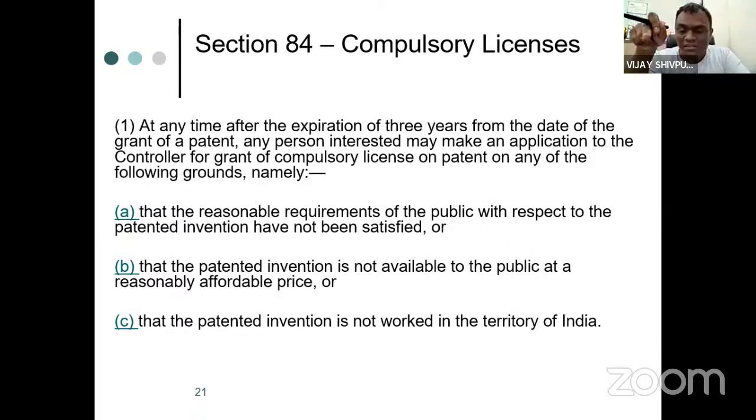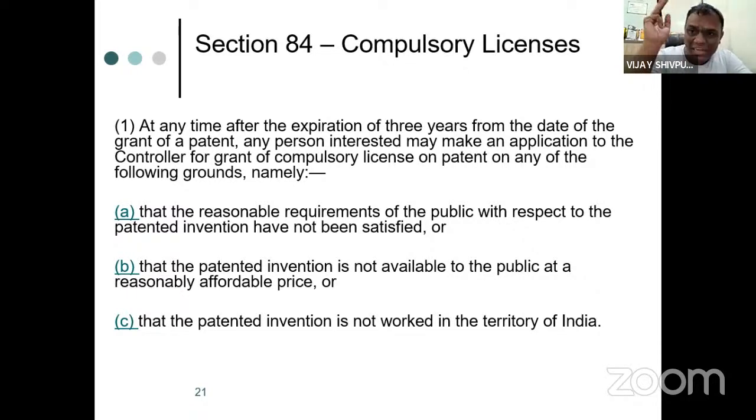Only one compulsory license has been awarded in India till date, and that is the case we are discussing today. Once a patent is granted, after the expiry of 3 years, you can apply. Any person interested, that means any party who has the capability to manufacture or who is interested in that invention, may make an application to the Controller for grant of compulsory license on a patent on any of the grounds.